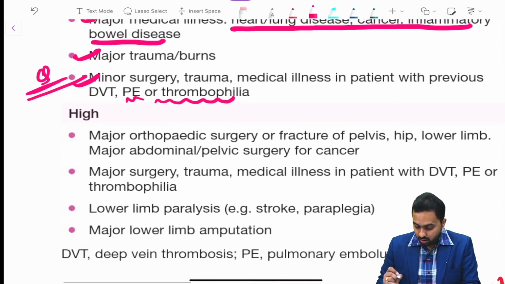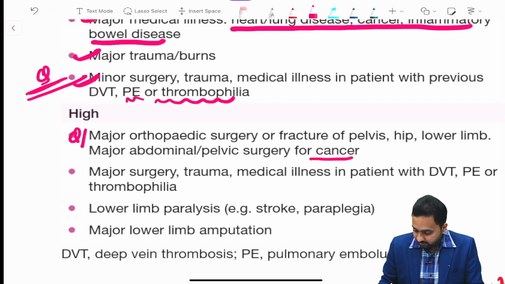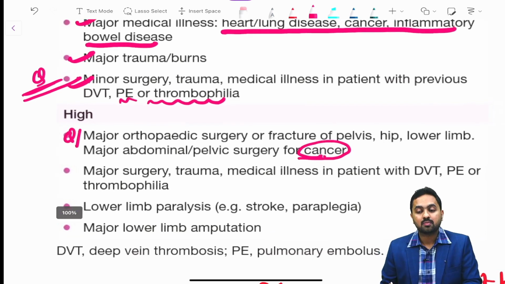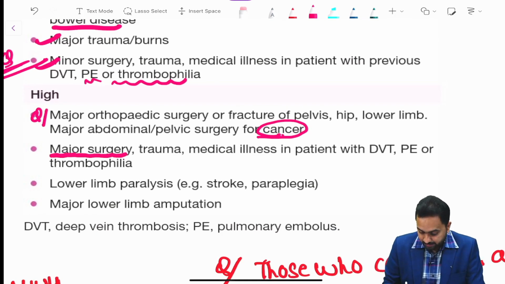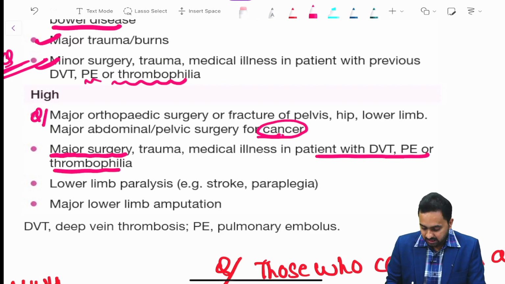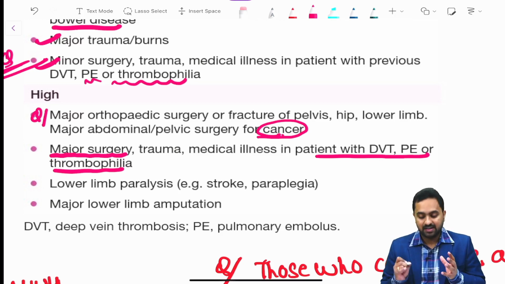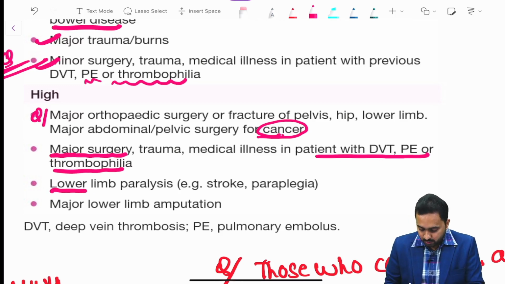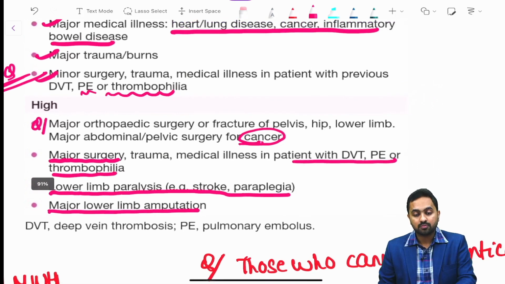High risk includes orthopedic surgery or fracture of pelvis, lower limb or any major abdominal pelvic surgery for cancer. Then major surgery, trauma, medical illness in a patient with the DVT, right. So, if you have a surgery which is major in a previous history of DVT, PE or thrombophilia, that classifies it as high risk, whereas a minor surgery or trauma in a patient with a previous DVT, PE or thrombophilia is classified as medium risk. Then we have lower limb paralysis, that is stroke or paraplegia, and major lower limb amputation. So, this all forms your high risk.